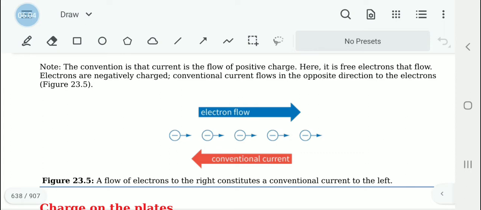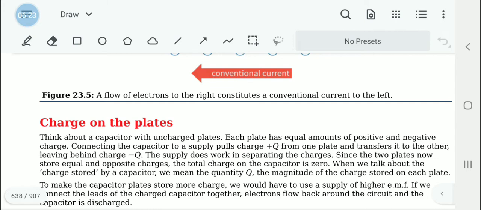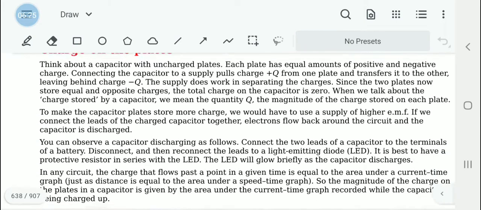The conventional current is the flow of positive charges. We believe that it is positive charges that move. Here we are talking about the electrons that flow. Therefore, conventional current flows in the opposite direction to the electrons. That is something that you already know. I'm just reminding you of that.